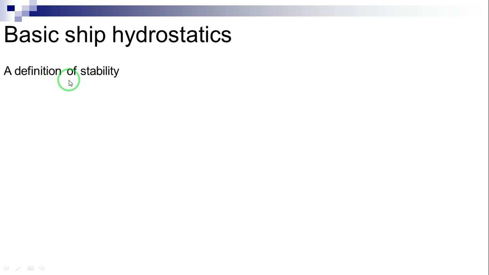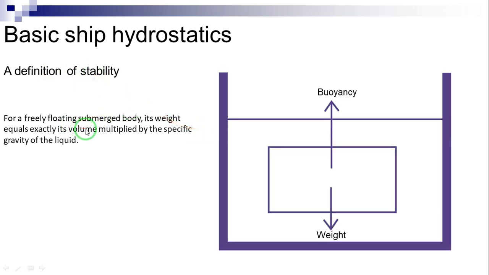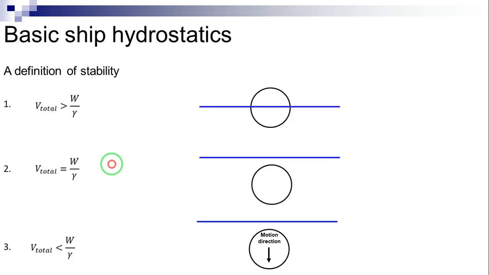When a body floats freely but is completely submerged, its weight equals exactly its volume multiplied by the specific gravity of the liquid. This body is in neutral equilibrium because it can float at any depth. Any small perturbation will move the body from a depth to another one. If the weight of the body is larger than its total volume multiplied by the specific gravity of the liquid, then the body will sink.